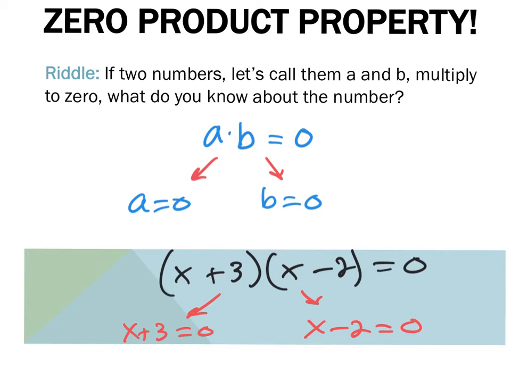Once we're set here, we'd subtract 3 in the first case. So it looks like the first answer we get is -3. And then we'd add 2 in the second case. So it looks like my second answer would be +2 there.